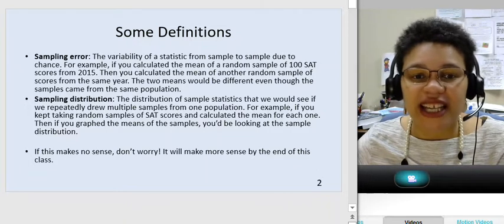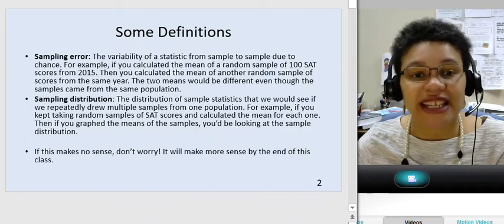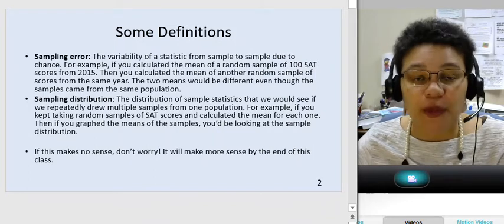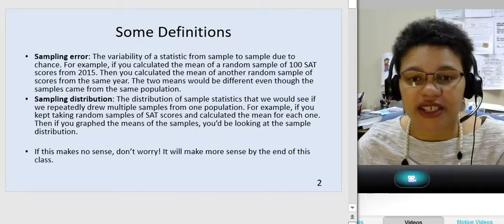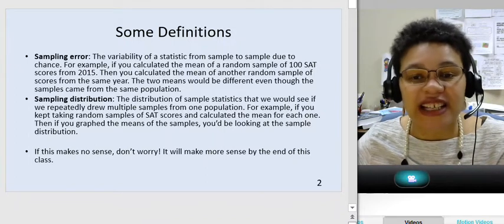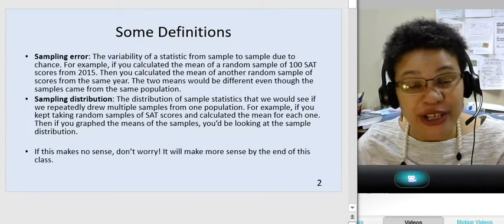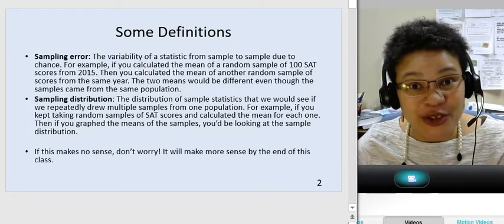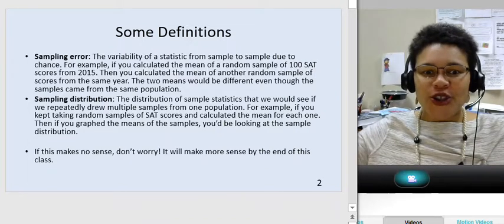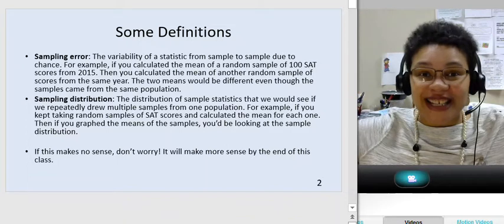Sampling distribution is the distribution of sample statistics that we would see if we repeatedly drew multiple samples from one population. I'm going to show you a demonstration of this. For example, if you kept taking random samples of SAT scores and calculated the mean for each one, then you graphed the means of the samples, you'd be looking at the sampling distribution. If this makes no sense, don't worry. It will make more sense by the end of this lesson.